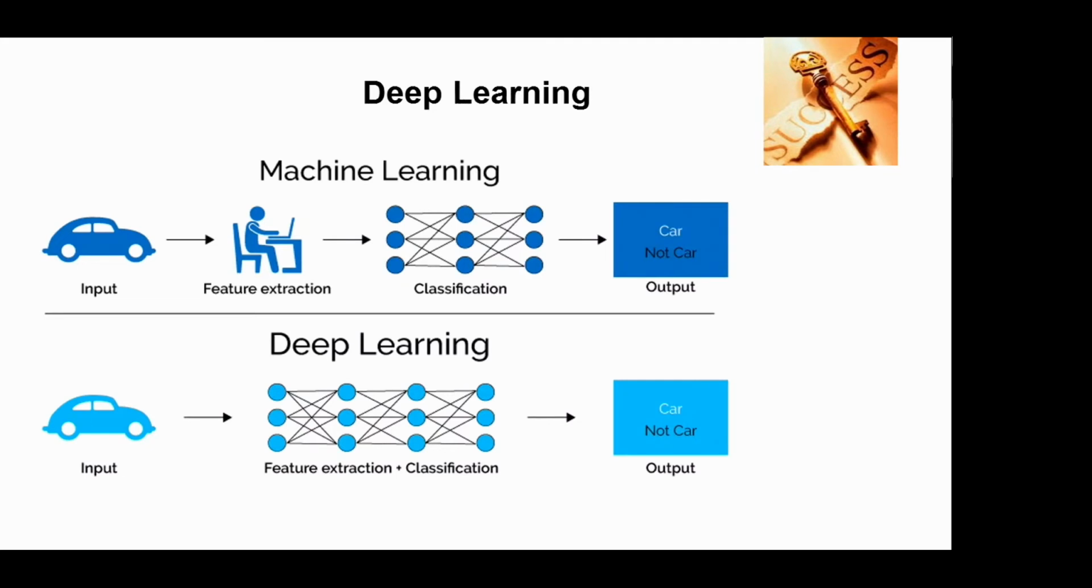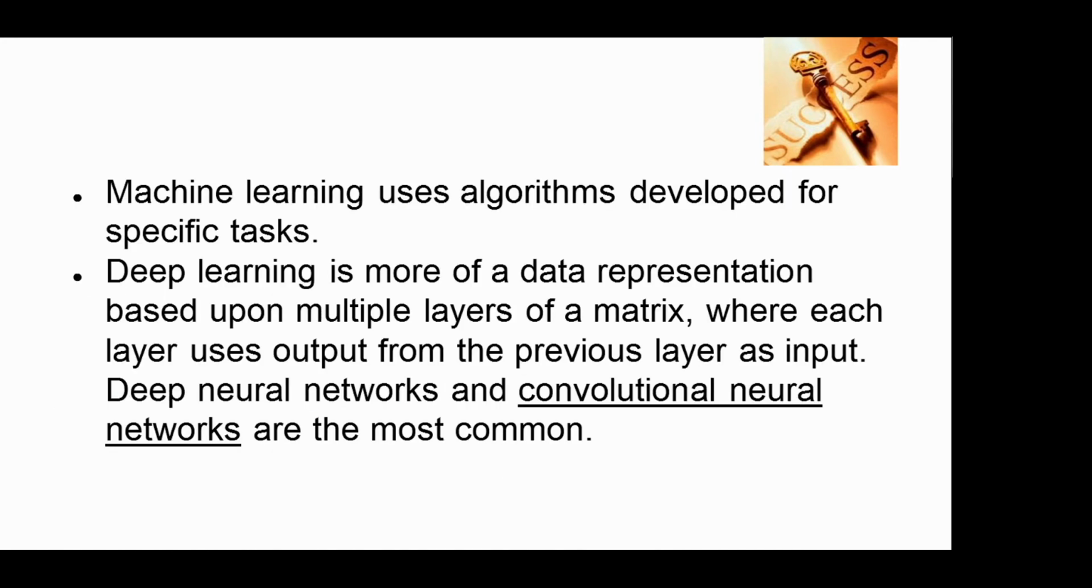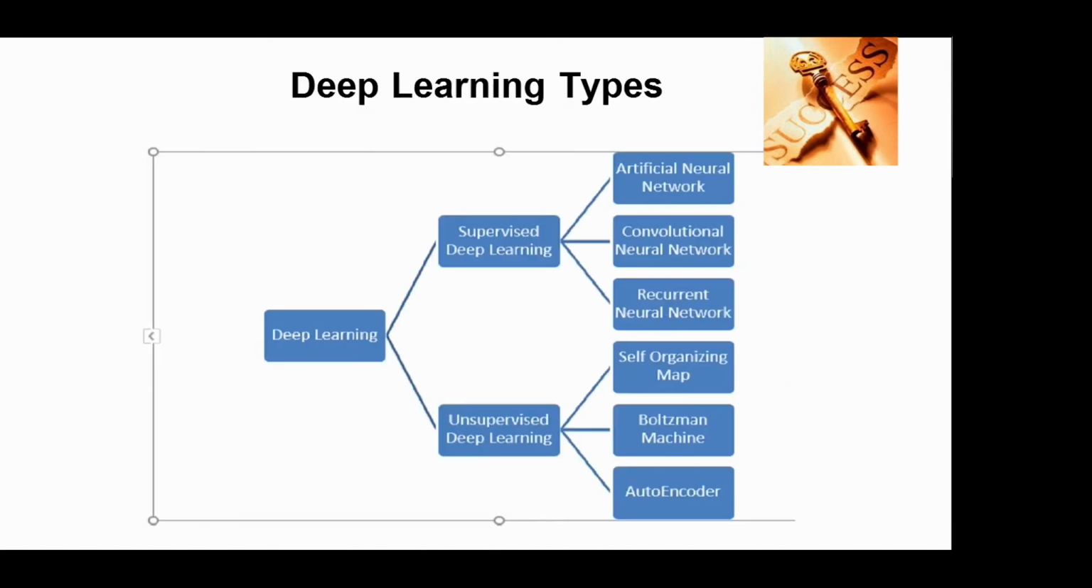If you are using machine learning, then first you have to extract the features from the data set, then you have to supply the features to your classifier, whatever classifier you are choosing. Now deep learning is also of two types: supervised and unsupervised. Supervised includes artificial neural network, convolutional, and recurrent, and self-organizing map comes under unsupervised deep learning.